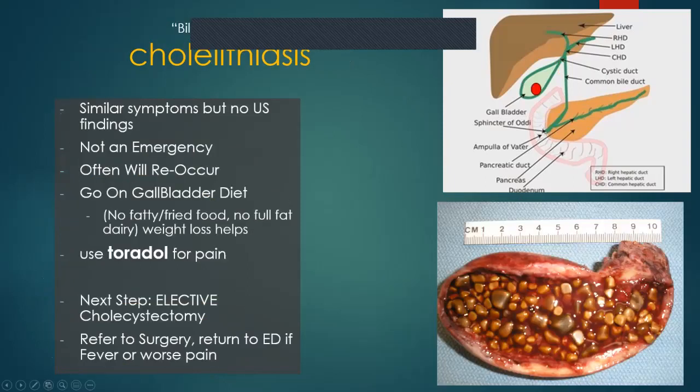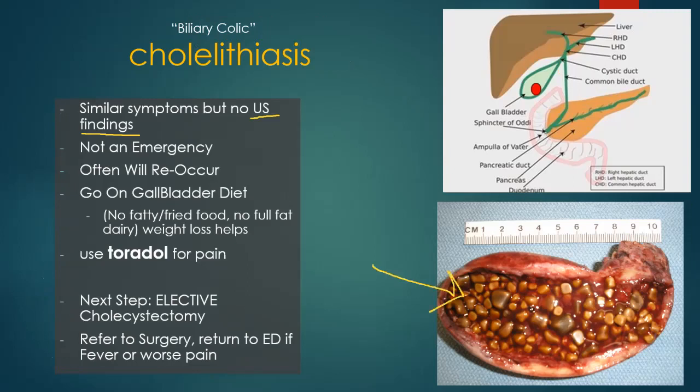Now, if we have biliary colic instead, it's similar symptoms, but we don't have the ultrasound findings that are usual for acute cholecystitis. Now, unfortunately, while gallstones hurt, and look, you can have so many gallstones and you can have that crampy abdominal pain because your gallbladder keeps cramping, it's not an emergency. So what I do is I tell my patients this is likely to reoccur and can very likely turn into acute cholecystitis. So I recommend going on the gallbladder diet, which involves no fried or fatty foods and no dairy.